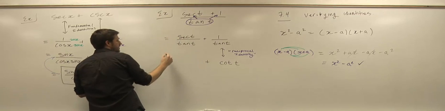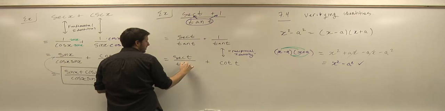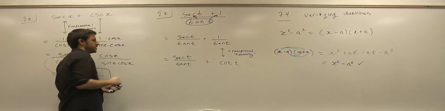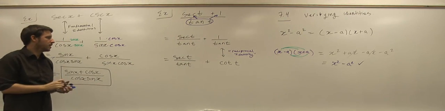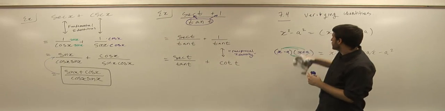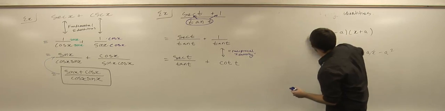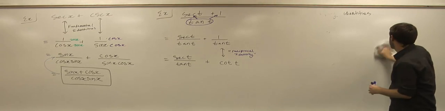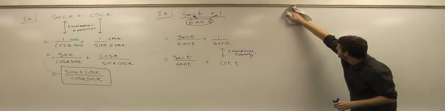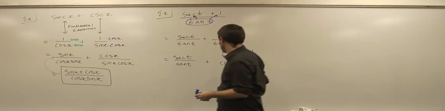However, I haven't taken care of this other problem. I still have a tangent t on the bottom here. What should I do with this? Flip the tangent up and turn it into a cotangent? I can do that. What else can I do? Common denominator. Cotangent over 1 and then.